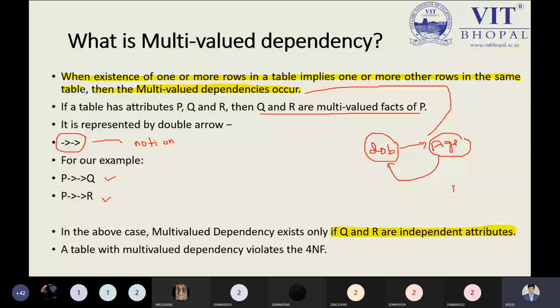Retirement date. Suppose I need to calculate on which date the employee will be retired. This can also depend on the date of birth. At the time, date of birth is determined by the P, and this is determined by the Q, and this is also determined by the R.